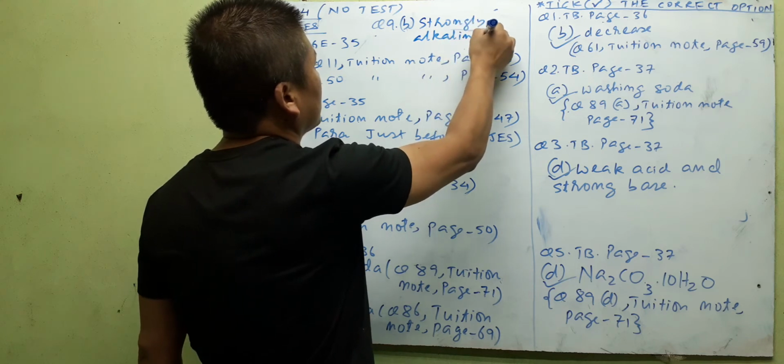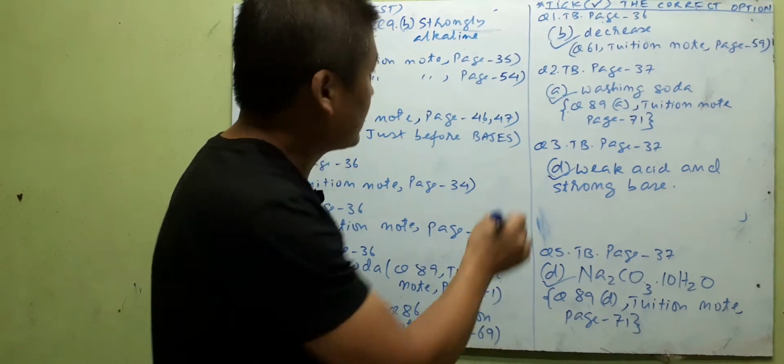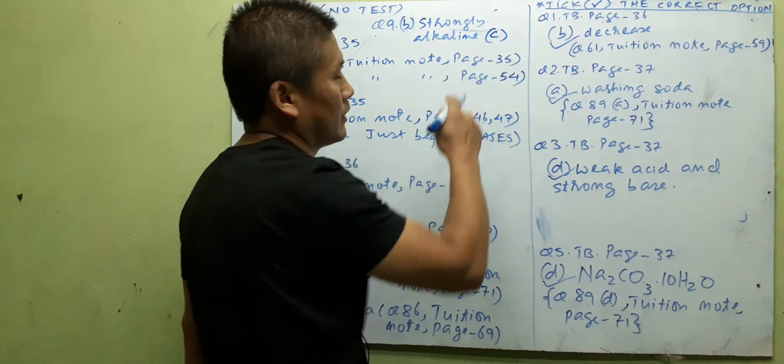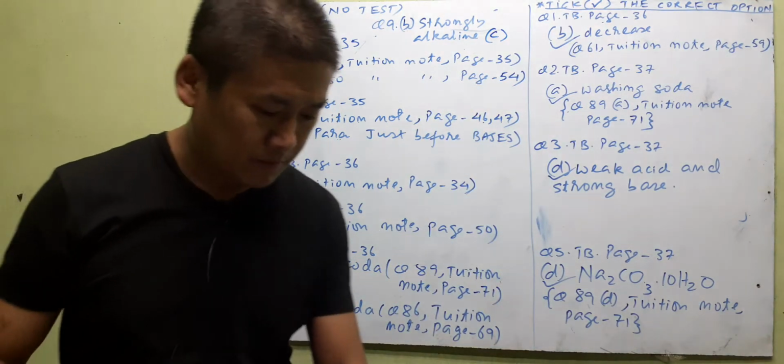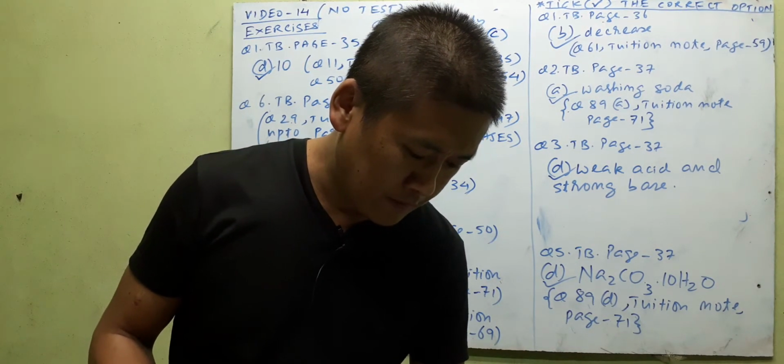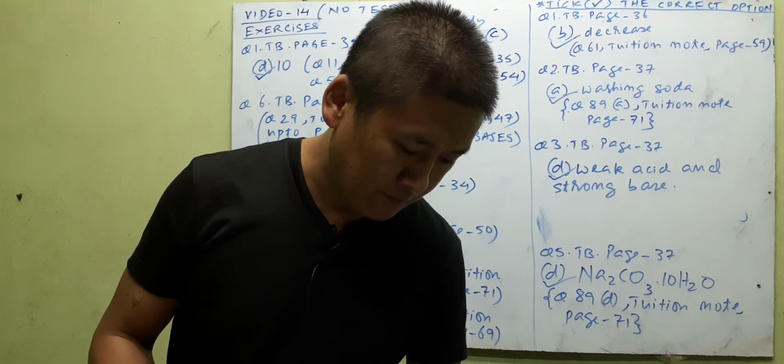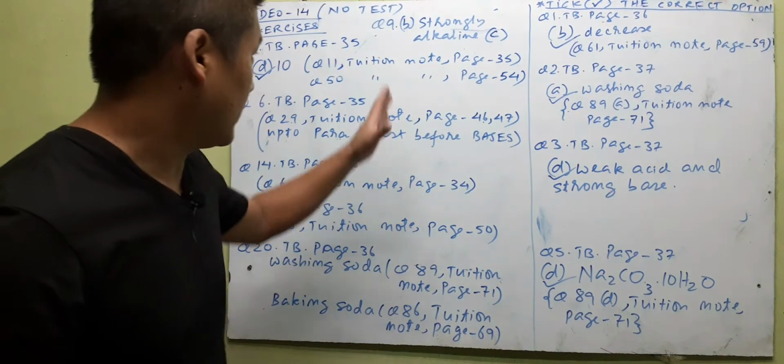Near that on your textbook, you mark C. Strongly alkaline means very high pH. The highest among them is 4, 1, 11, 7, and 9. 11 is the one. 4, 1, 11 means third one. A, B, C. So that is strongly alkaline.